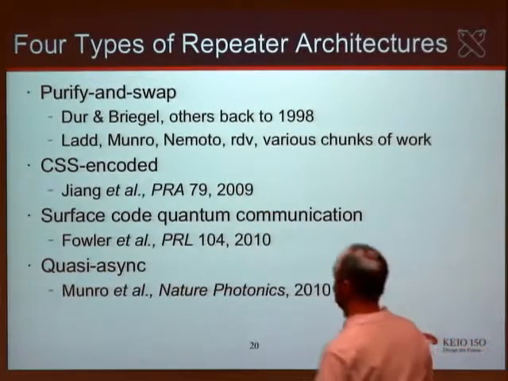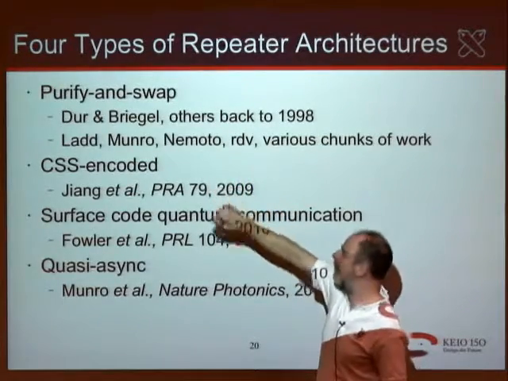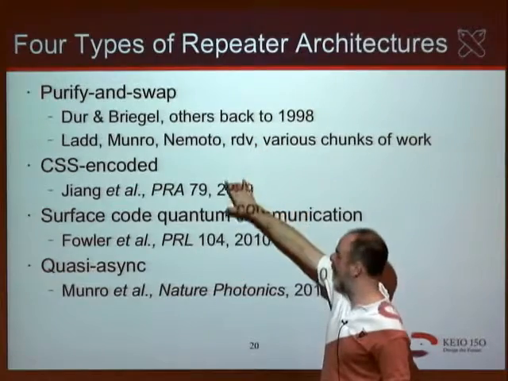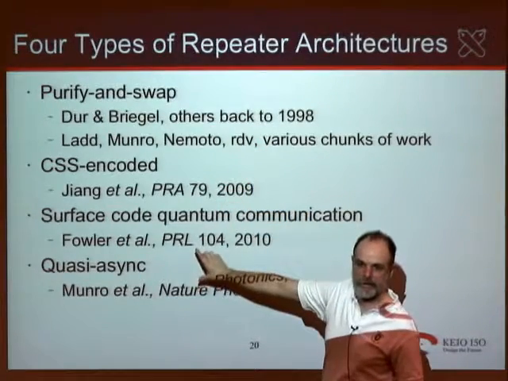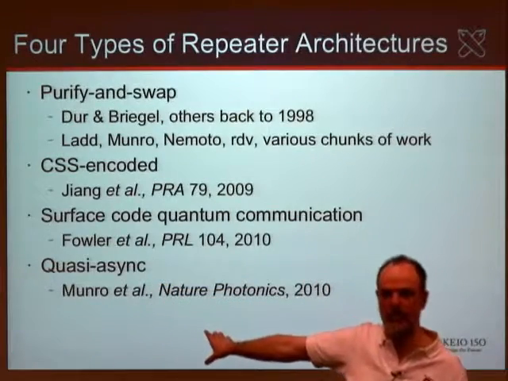But it means that this one looks like it takes a handful of qubits per repeater. This one looks like it takes tens. This one looks like it takes hundreds. Bill's, it's not entirely clear, but it should be a small number.